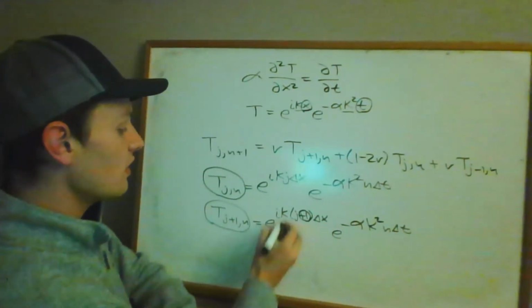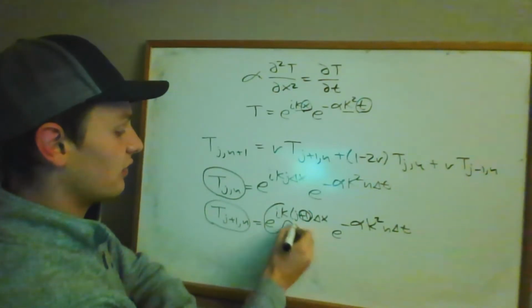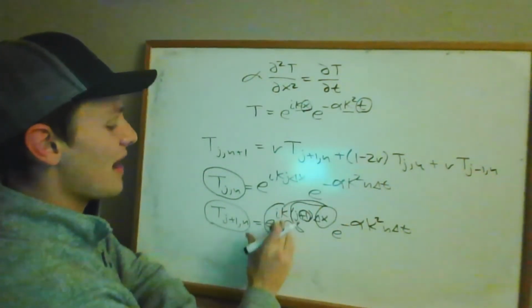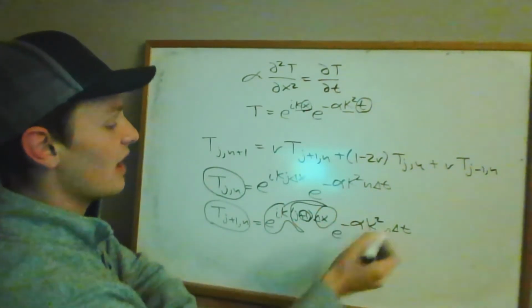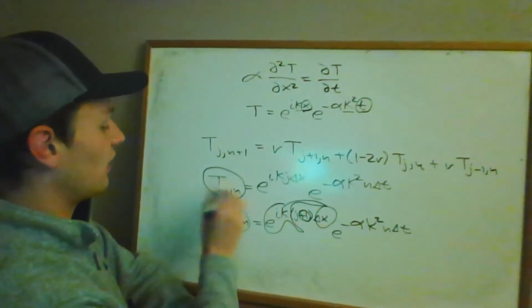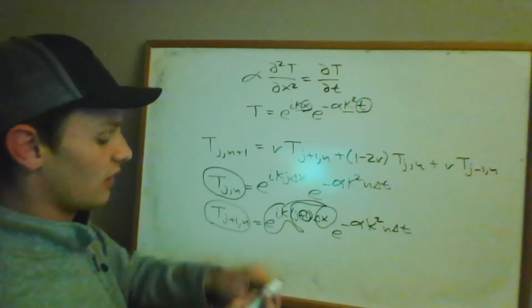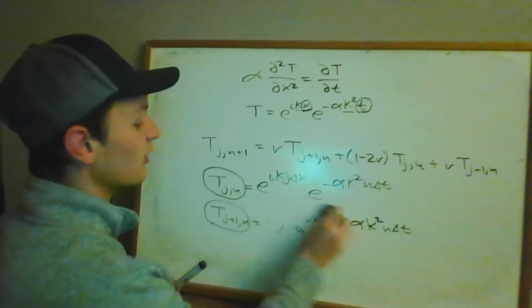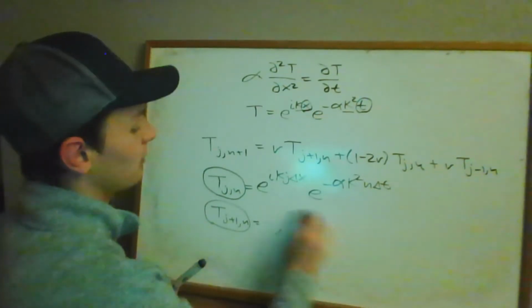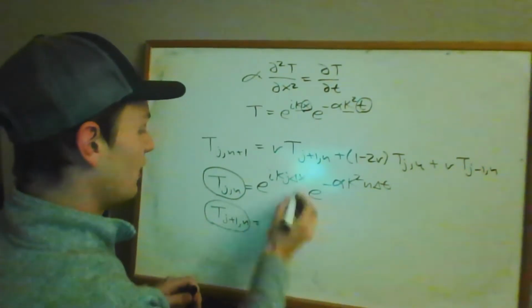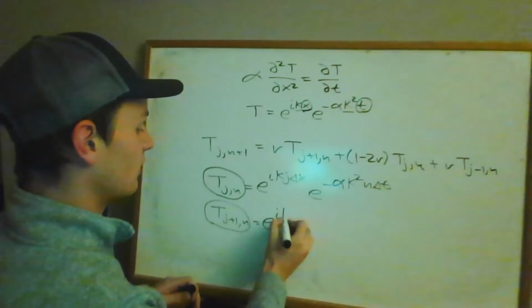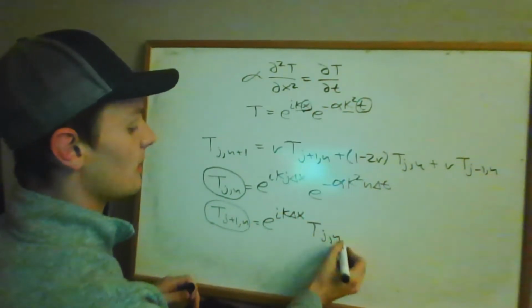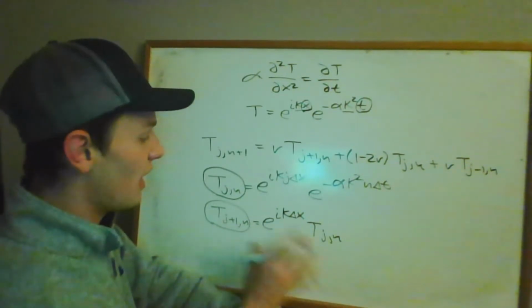So that means that all of this, I don't know how to include all of that, will be its own separate term, but everything else is the same as T sub j comma n, okay? So I'm going to write that, and I think if you just take a second to look at it, you'll be like, oh, that's pretty obvious. So it would be the same thing, except you'd have i k delta x times T sub j comma n. So hopefully you see how that makes sense.